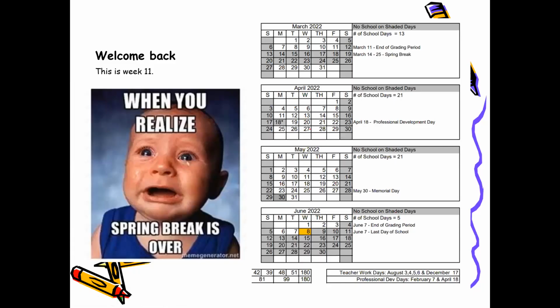All right, so I'm gonna have you guys go ahead and take a look over here. So today is going to be the 6th. This is the calendar of where we are. Your next holiday is on April 18th, which is a professional development day. So you guys do not need to be here on campus.